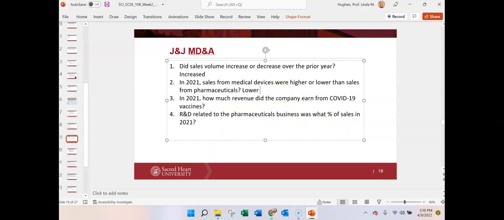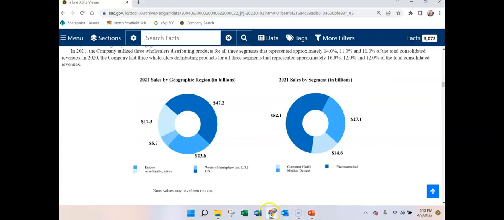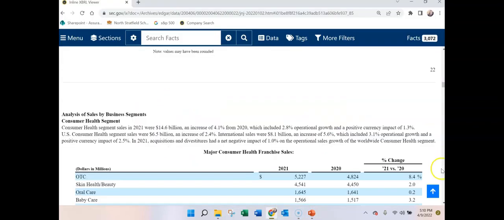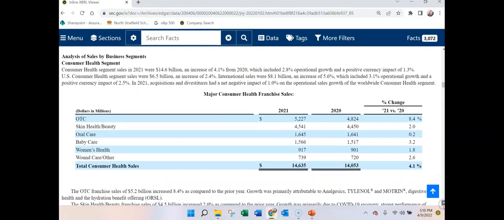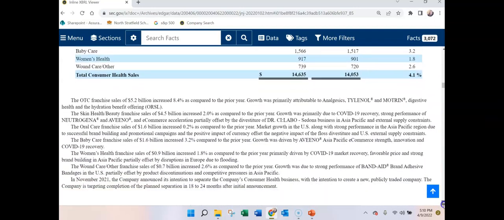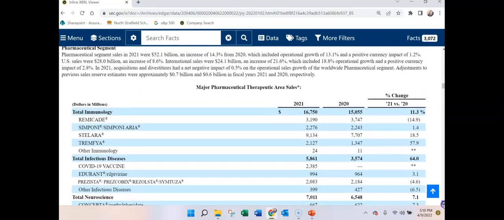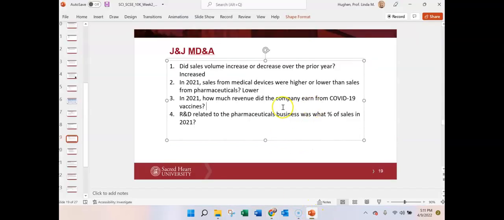How much revenue did the company earn from COVID-19 vaccines? Interesting question. Let's see what they tell us. All right, so here I have major pharmaceutical therapeutic area sales, and I see total infectious disease here, COVID-19 vaccine. How much revenue? Sales were $2,385 million.